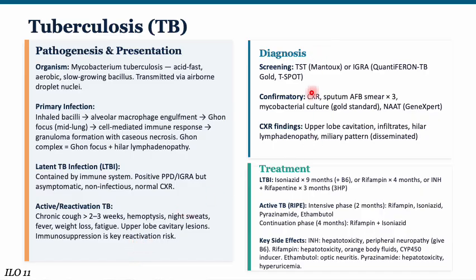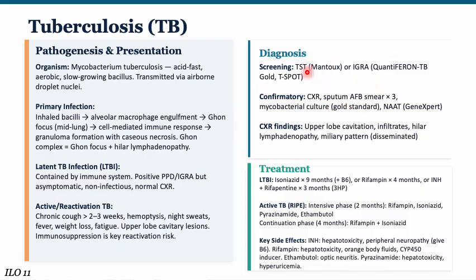So your diagnosis is a tuberculin skin test. It's still effective. However, the QuantiFERON TB, I think, is more so the gold standard now. Most practices have gone away from the skin test because they did have a high ratio of false positives.